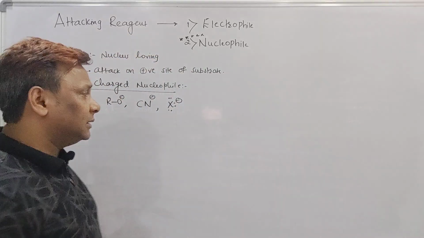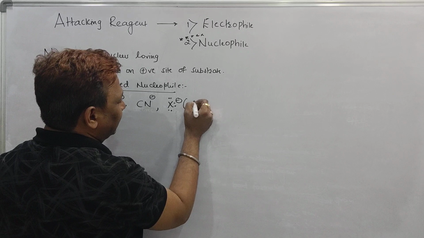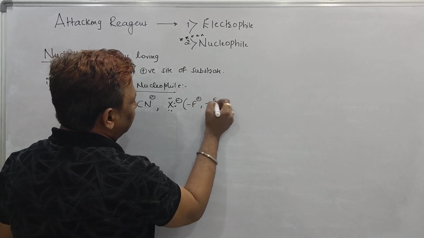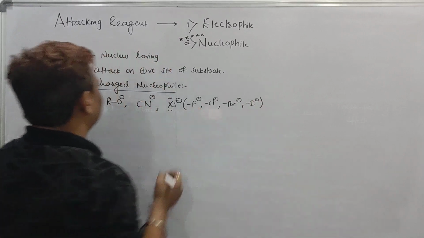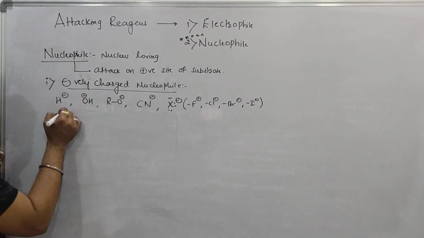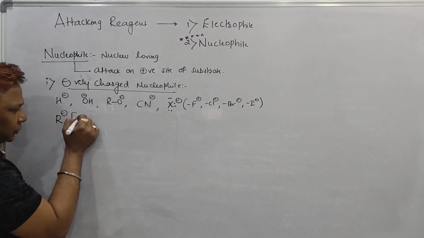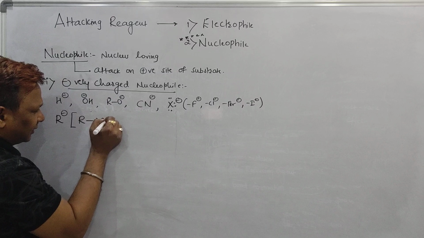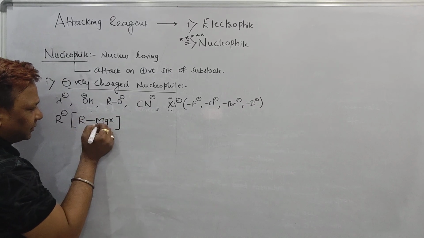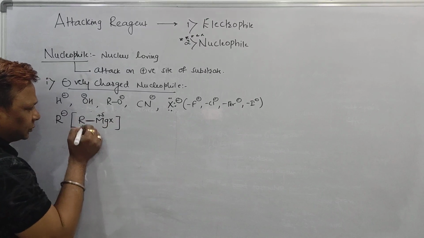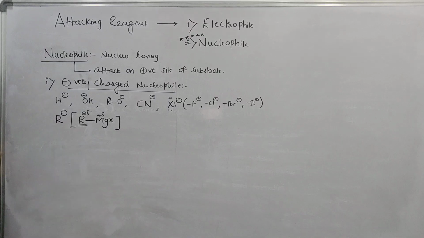In a Grignard reagent, beta, the halogen may be fluoride, chloride, bromide or iodide. This is about halide. Beta, R negative is also a nucleophile. Where do we get R negative? I want to show you. This is called a Grignard reagent, RMgX. Beta, in between carbon and magnesium, magnesium gets a partial positive charge and this R gets a partial negative charge. So this R negative acts as a nucleophile.